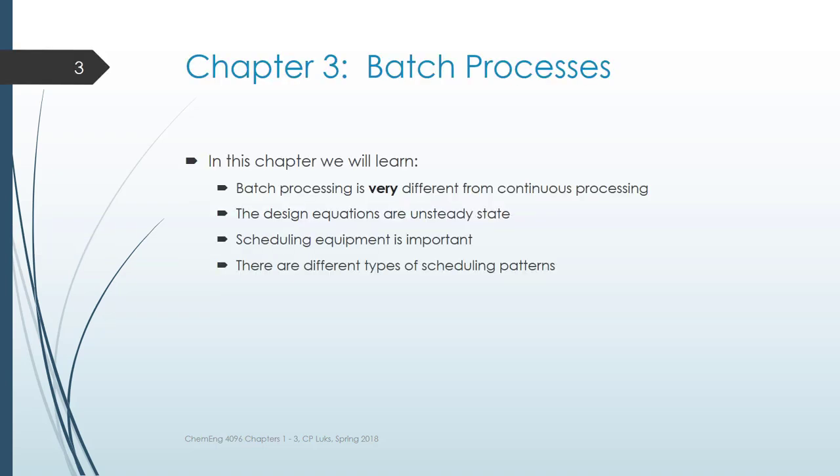What we're going to be learning in this chapter is that batch processing is very different from continuous processing, and the design equations for this are inherently unsteady state. Scheduling is going to be an important feature of this, and there are different types of scheduling patterns. In this lesson, we're going to be looking at the first two of these, and we'll save the last two as goals for our next lecture.